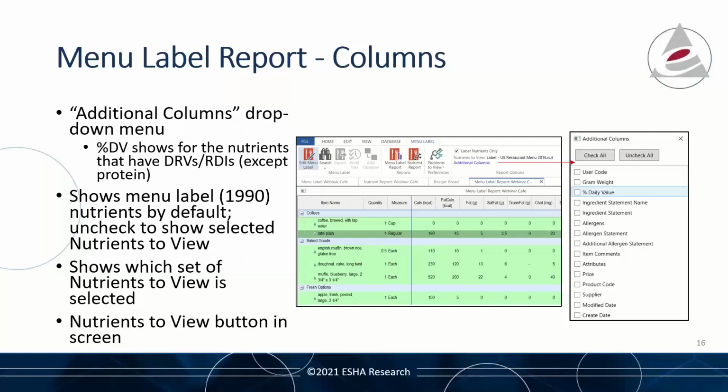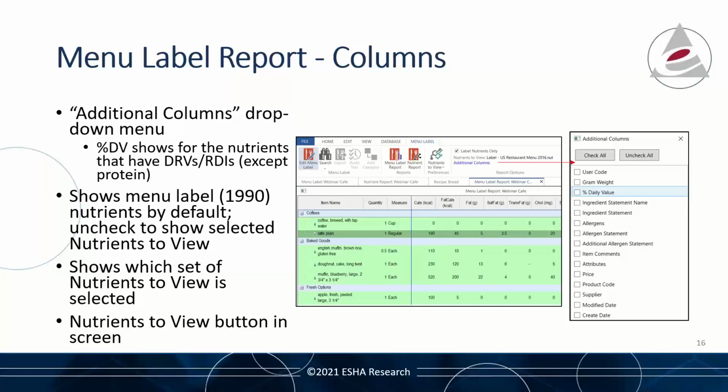So from the list shown, you can check things or choose to display items like user code, gram weight, ingredient statement, allergens, etc. And as I mentioned, for this report, the default set of the menu label nutrients is the 1990 labeling set. So if you wish to see a different set of nutrients, you'll uncheck the label nutrients only indicator. Doing so will then display the set of nutrients that you have selected in your nutrients to view. So again, in Genesis, the nutrients to view option is where you choose which nutrients you want to see on screen and on many of the reports.